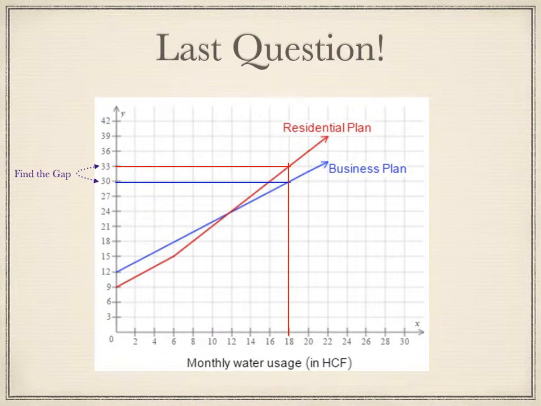And then finally, the last question in your project, you've got this graph and you're looking at 18. So I just went ahead and gave you a hint there. We want to go up from our monthly water usage of 18 and then look at the Y values for the business plan and the residential plan, and you want to find the gap.